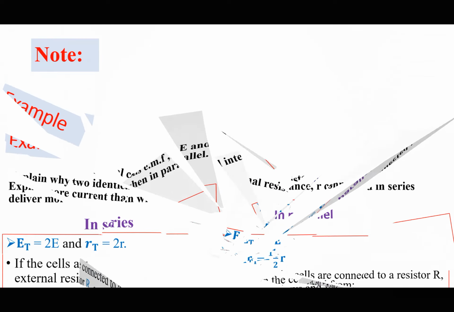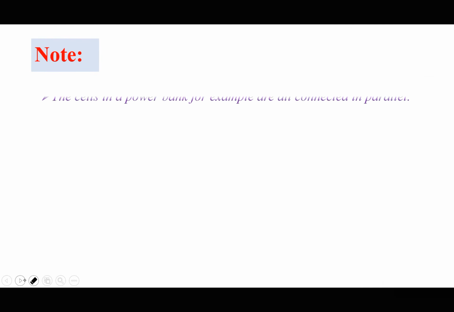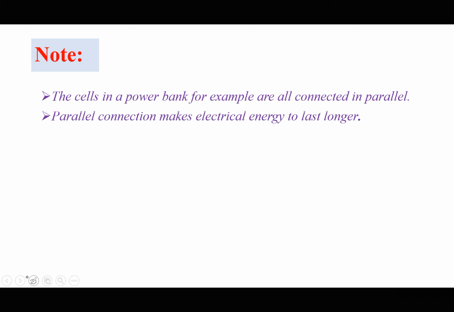That's why those in parallel are used in power banks. I want you to note that the cells in a power bank, for example, are all connected in parallel. There's a reason for that. Even though the cells in series deliver more current than the cells in parallel, those used in power banks are always in parallel instead of in series. Because for a power bank, we don't want to deliver more current, we want the power to last longer. So parallel connection makes electrical energy last longer.